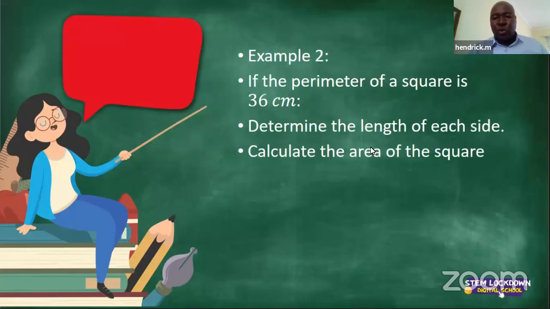Now let's go to the second example. In this example, if the perimeter of a square is 36 centimeters, determine the length of each side of the square, but also calculate the area of the square. Gabriel, you may go ahead.